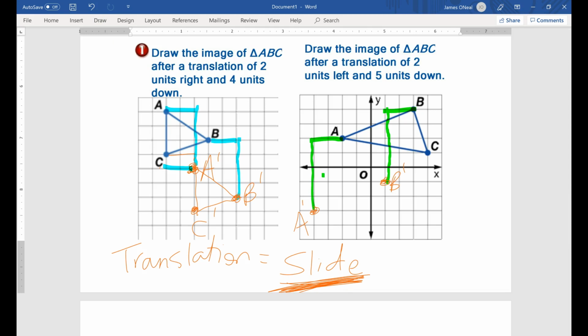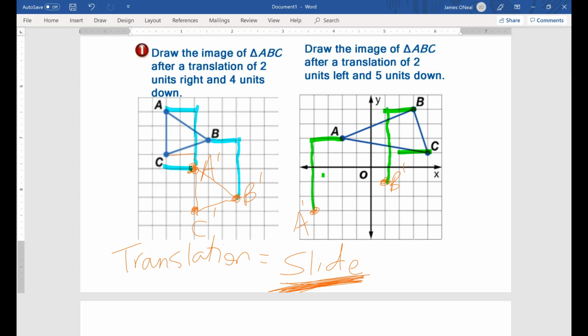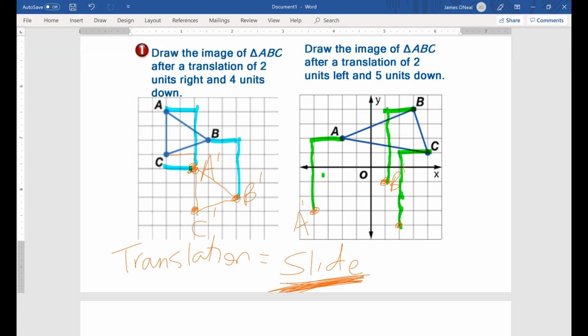And then C is going 2 to the left and 5 down. 1, 2, and then 1, 2, 3, 4, 5. And we have C prime. So what did we do? We just moved the triangle 2 to the left and 5 down.